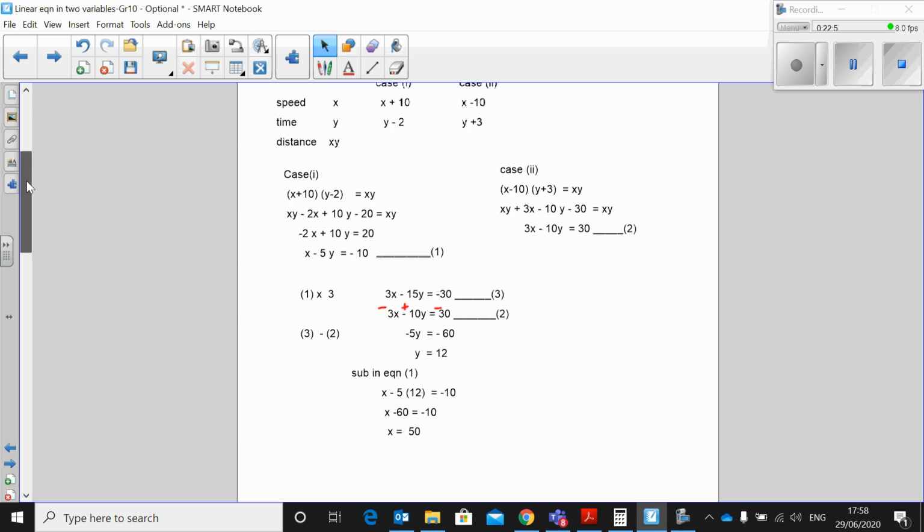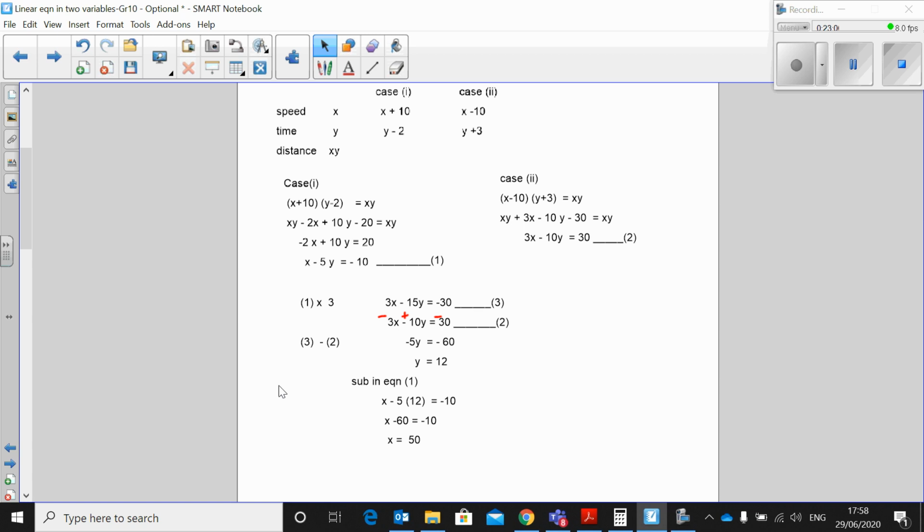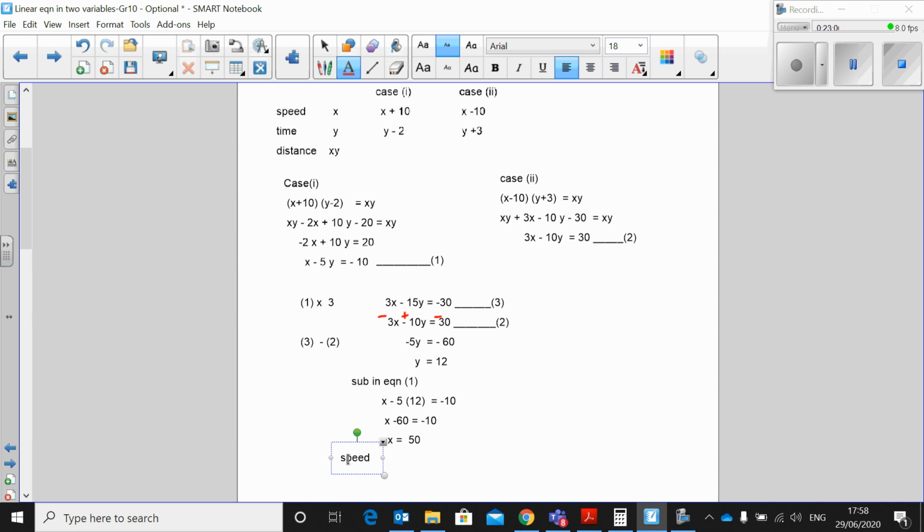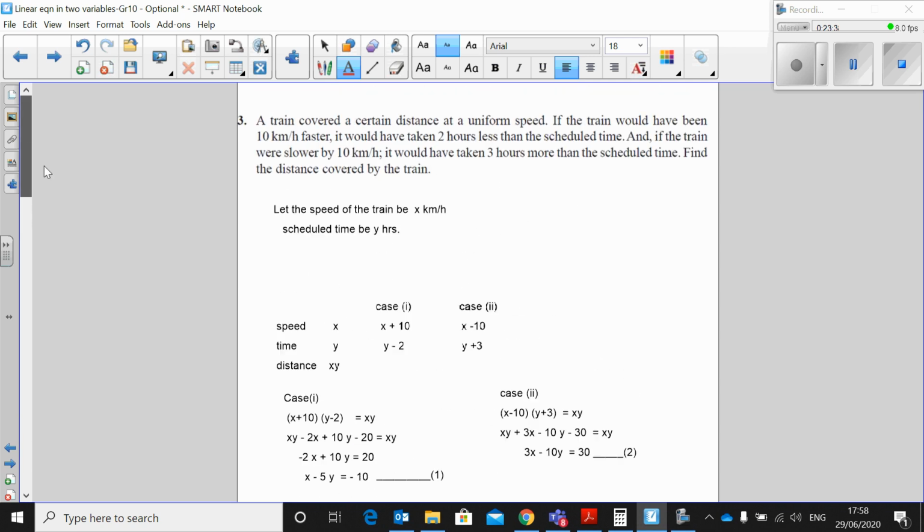What is x and what is y? Let the speed be x, correct? So the speed is 50 km per hour, and the scheduled time taken is 12 hours. Okay, so they are asking about the distance. Distance is x into y, 50 into 12, which is equal to 600 kilometers. So the distance covered by the train is 600 kilometers.